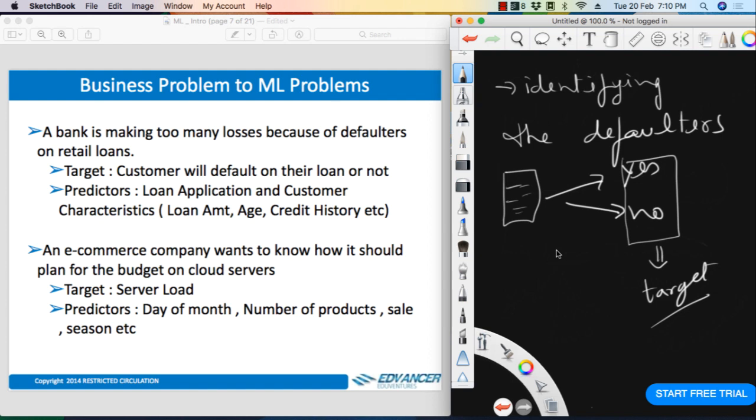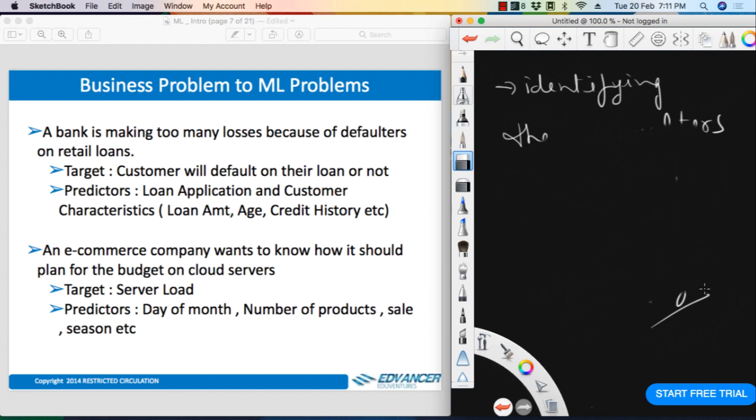Okay. Here, if you notice, the target or the outcome is not on a scale. Somebody defaults on their loan or they don't. So there are two possible outcomes. This is a classification problem. Okay. Now let's talk about one more example that you see on the slide.